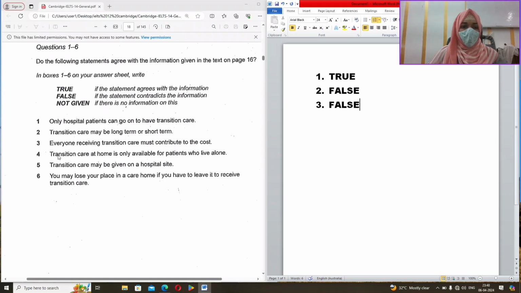Now look at the fourth one. Transition care at home is only available for patients who live alone. Means here it is being said that transition care is available only, keep it in mind, only for those who live alone at home. They live alone, they don't have any son, siblings, or daughter. Got it?